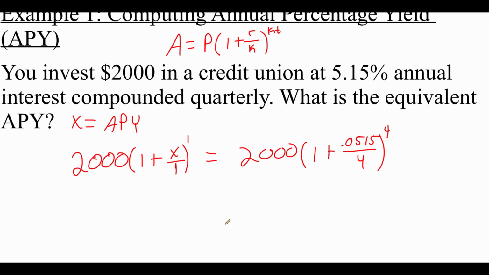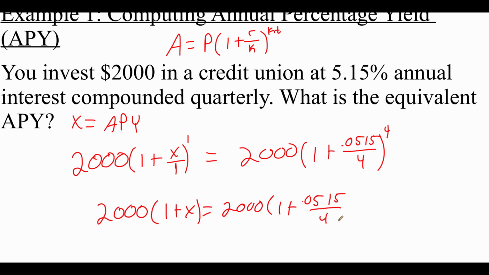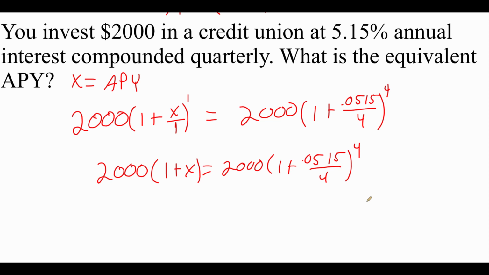Now, before we go too far with solving this, I'm going to clean up the left-hand side a little bit. It's really not necessary to take x and divide it by 1. Dividing by 1 doesn't change anything, and it's also really not necessary to have this 1 power on the left-hand side. So really, we can think about that left-hand side as just being 2,000 times 1 plus x equals our 2,000 times 1 plus 0.0515 over 4 raised to the power of 4. Now, as we're thinking about solving this, the first thing I would do is get rid of this 2,000 on each side. So if I divide both sides by 2,000, then those values will just end up canceling out.